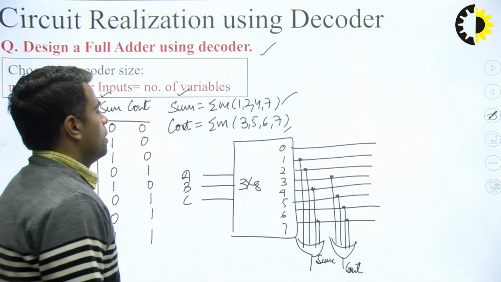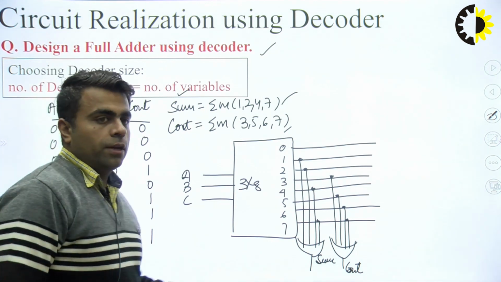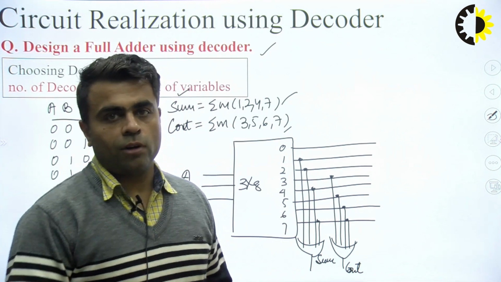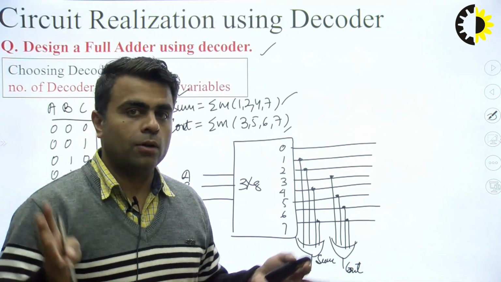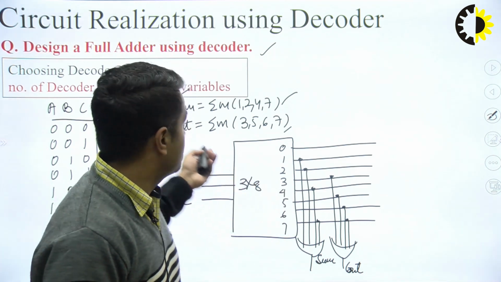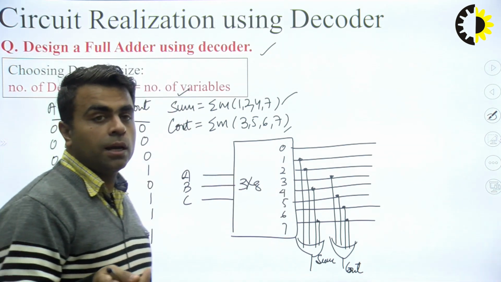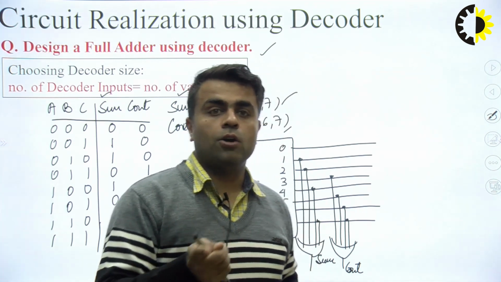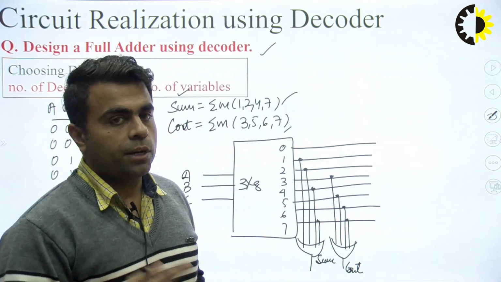Okay. So the benefit of circuit realization using a decoder is that my system can have any number of outputs, and those multiple outputs can be realized using a single decoder. But if you want to realize the same full adder using a multiplexer, then for sum we will require a separate multiplexer, and for carry output we will require a separate multiplexer.